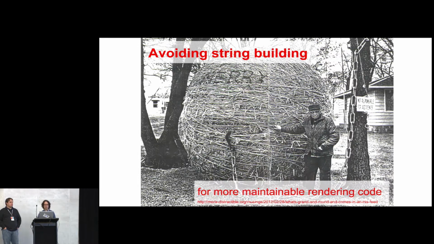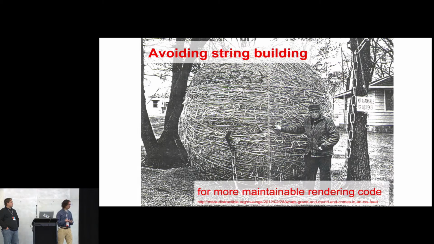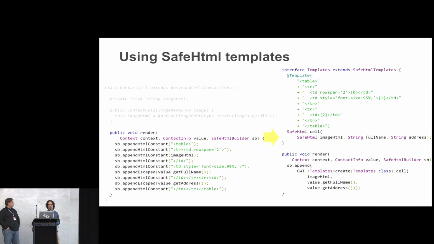So, avoiding string building. I love this picture, especially because of the little sign here. It says, not responsible for accidents. Accidents can happen when you start dealing with cell widgets, because you're often dealing with things at the bare metal, closer to raw DOM than you would normally use for widgets. So there are some tricks you might want to consider to make your code more maintainable.